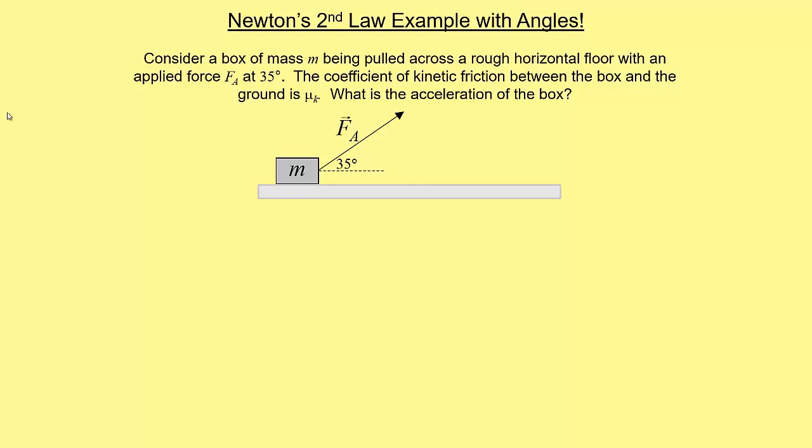We've got a box, a generic box of mass m. It is being pulled across a rough horizontal floor with an applied force F_A at 35 degrees. See, there it goes. So notice it is accelerating. The coefficient of kinetic friction between the box and the ground is mu sub k, so that means there is some friction. What is the acceleration of the box?